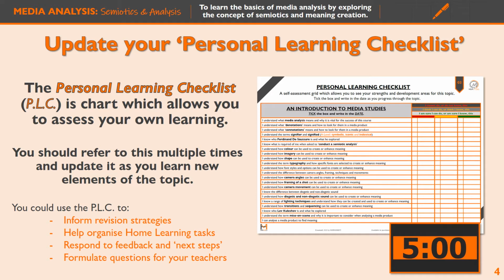So in your student booklets, you should be able to find the personal learning checklist for this topic. It should be the third personal learning checklist, and you can see in the top right corner there should be a number 3. And what you need to do is read through every single sentence and tick the little box red, amber or green. And that's red if you don't know anything about it, amber if you think you know something and have some understanding, and green if you feel confident with it.